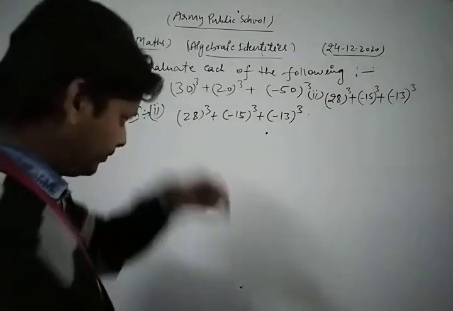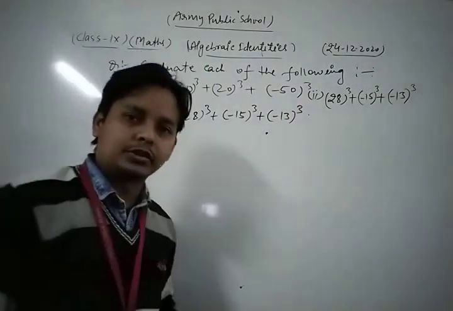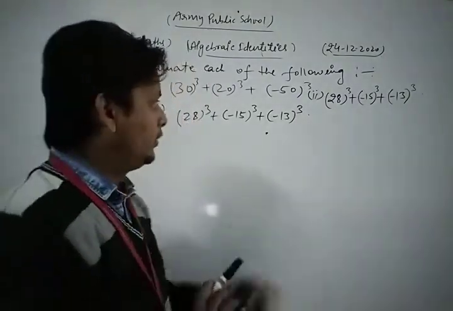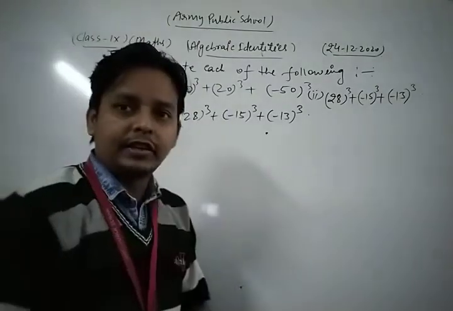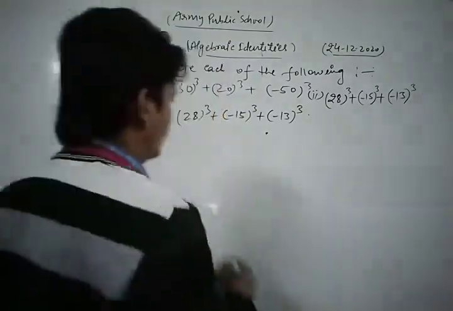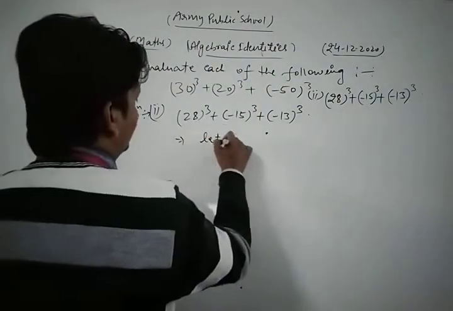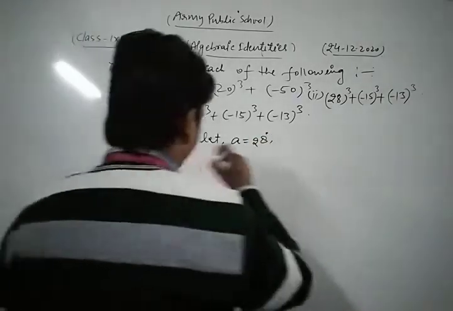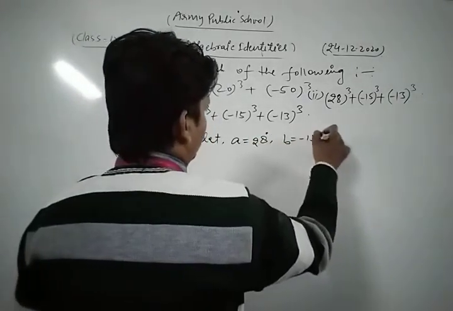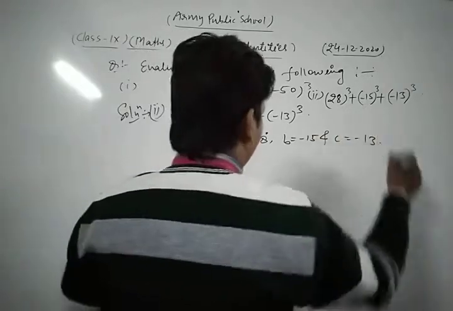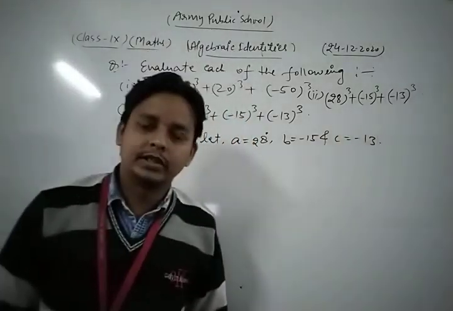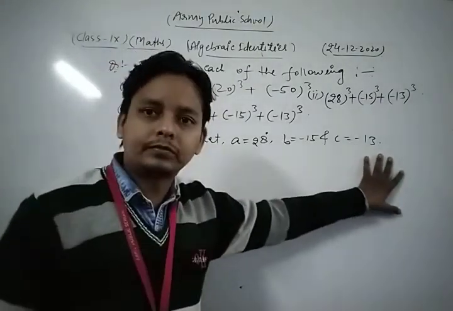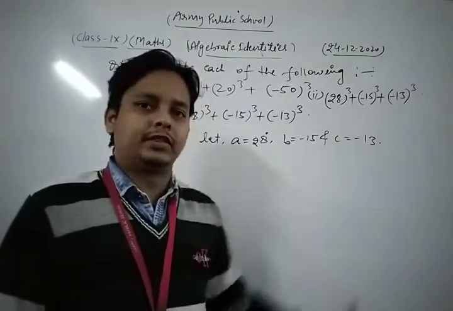Okay. Now, dear friend, in that question, first of all, we take A is 28, B is minus 15 and C is minus 13. So first of all, let A is equal to 28, B is equal to minus 15 and C is equal to minus 13, same as previous questions.